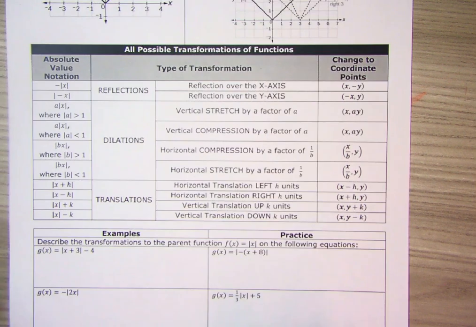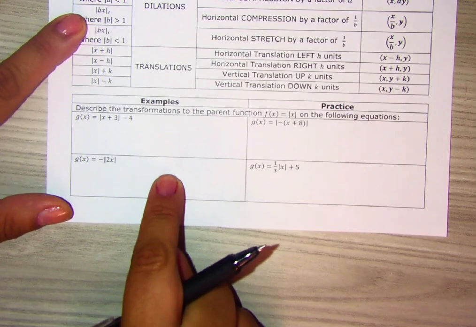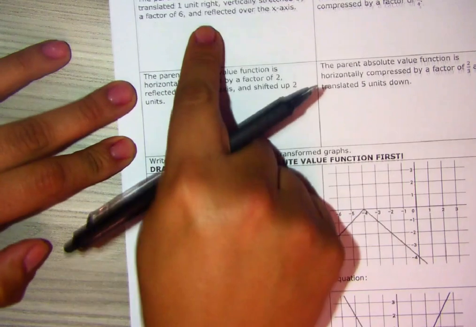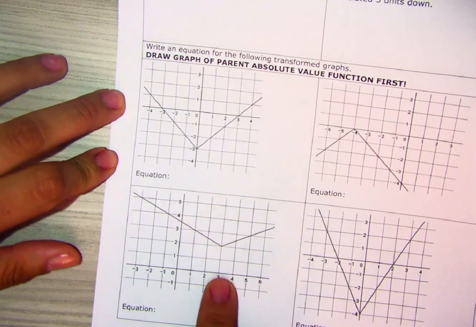Also, the table that had all the descriptions is given. And now we just practice. So I'm going to go over the two examples right here, and the two examples on the top, and the two examples on this left side. You take care of practicing the ones on the right side.